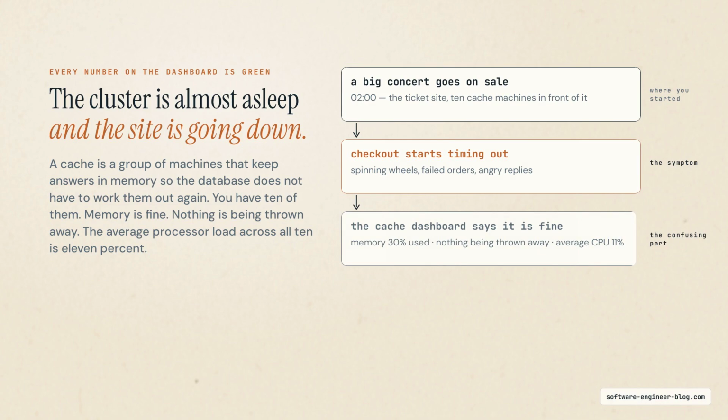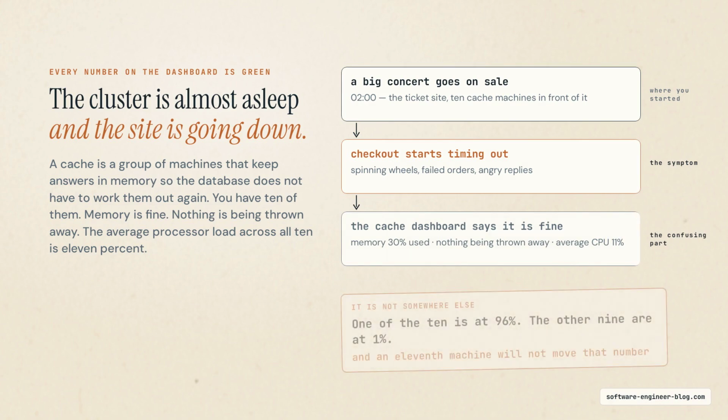It is not somewhere else. One of those 10 machines is at 96%. The other 9 are at 1%. The average hid it completely.